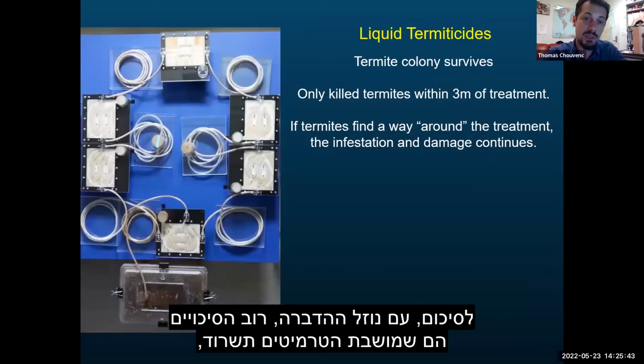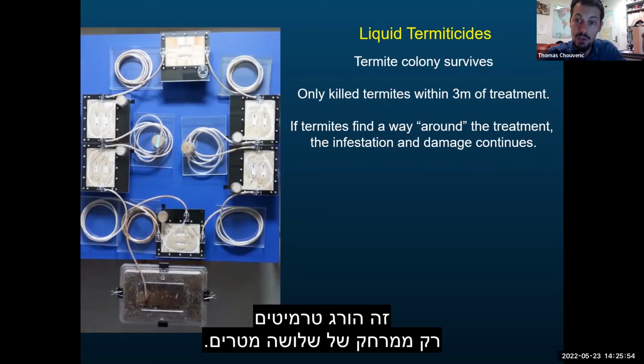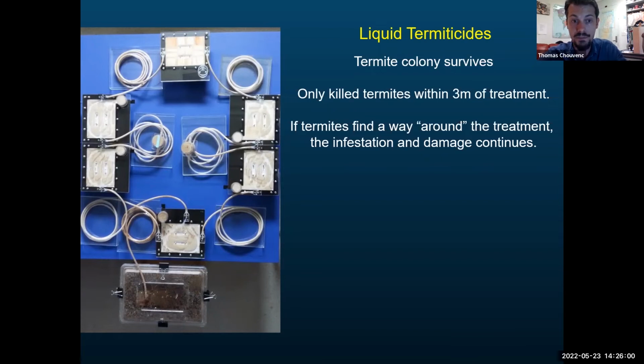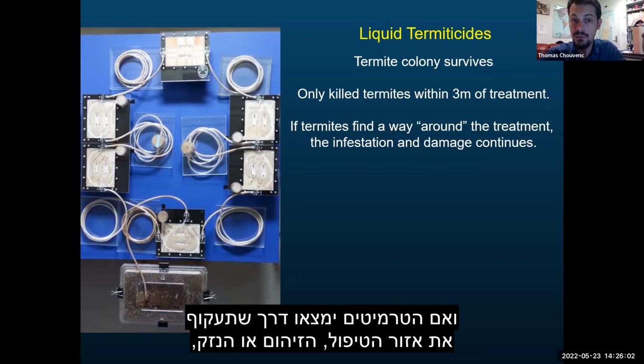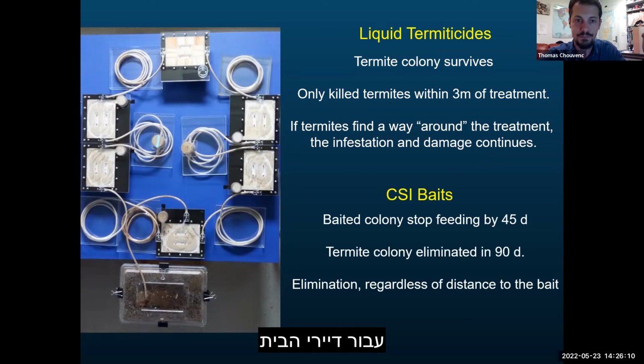So to summarize, with liquid termiticides, chances are the termite colony survives the process and just goes somewhere else, at least for some time. It only kills the termites within 3 meters of a treatment. Beyond that, it seems the colony doesn't really care. And if termites find a way around the treatment, the infestation and the damage can continue, which usually is not great news for the homeowner.